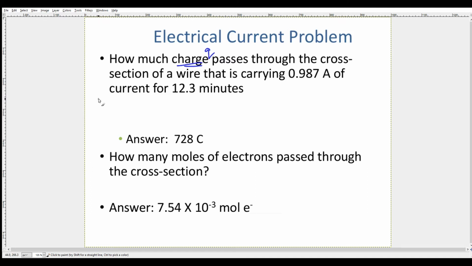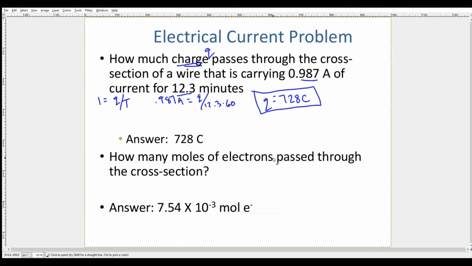Welcome back, those of you who actually paused. We know I is equal to Q over T. So I could say 0.987 amperes is equal to Q over T. 12.3 minutes. Wait a second. We don't want minutes. We want seconds. So multiply that times 60. And you're going to end up with a Q equal to 728 coulombs. Remember, we want to pay attention to sig figs, and our given numbers are 0.987, that's 3 sig figs, and 12.3, also 3 sig figs. So there's our answer. Don't forget your units, those are worth something.